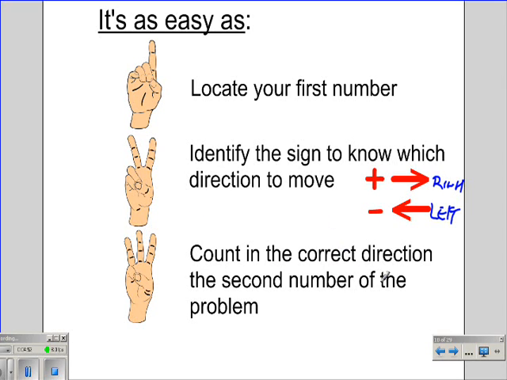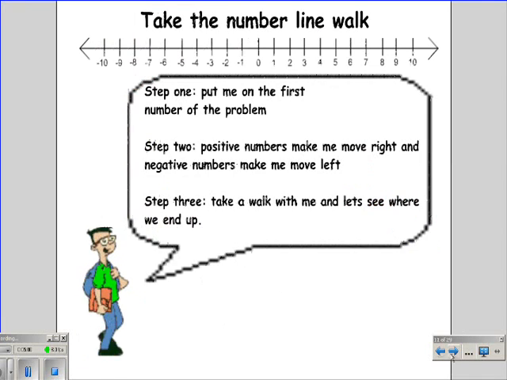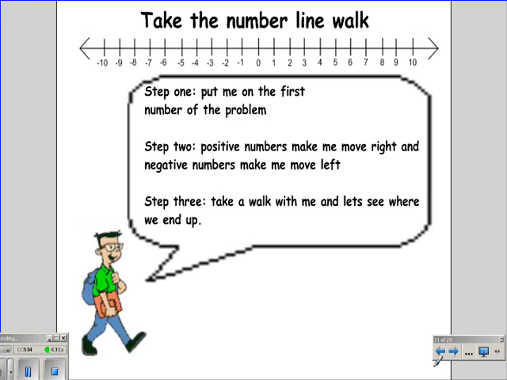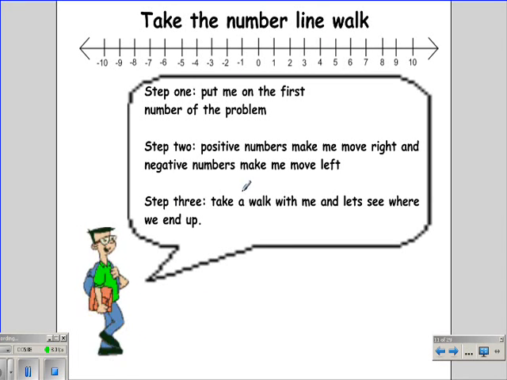And we count in the correct direction the second number, or the next number of our expression that we're working on, that we're solving. Okay. Now looking at number line Larry. So here is Larry. He's walking and he's going to be moving up and down our number line today. We're going to take a number line walk.